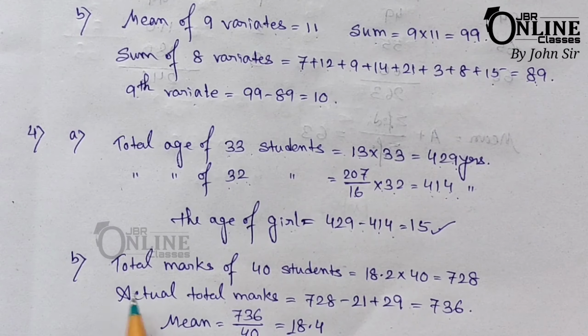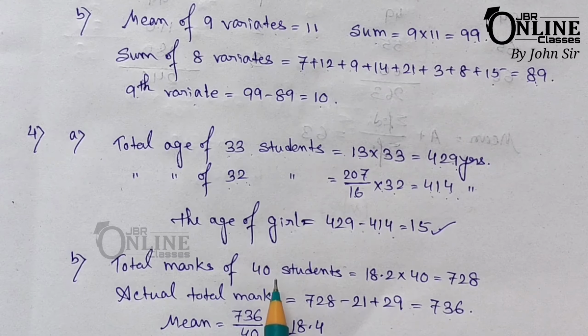Now 4.2, that means 4b. In a class test, the mean of marks scored by a class of 40 students was calculated as 18.2. Later on, it was detected that the marks of one student was wrongly copied as 21 instead of 29.